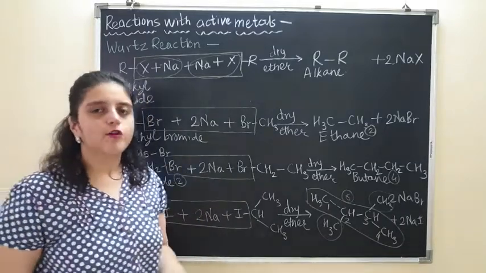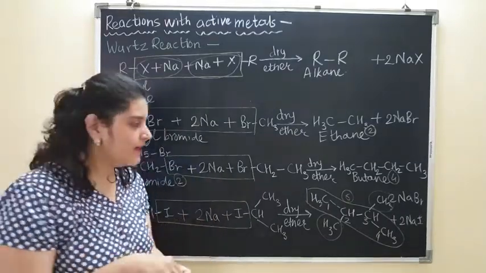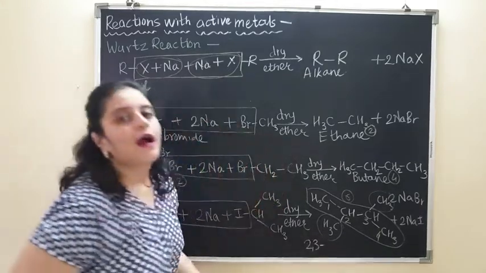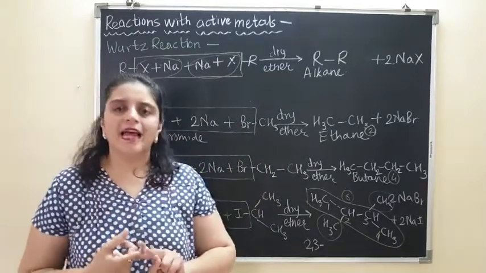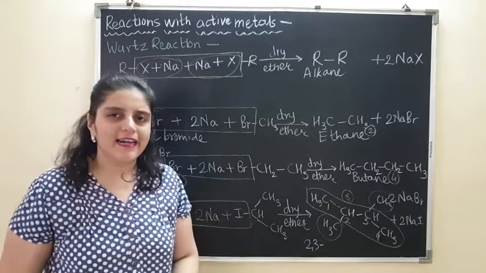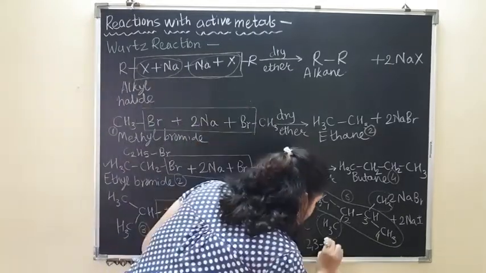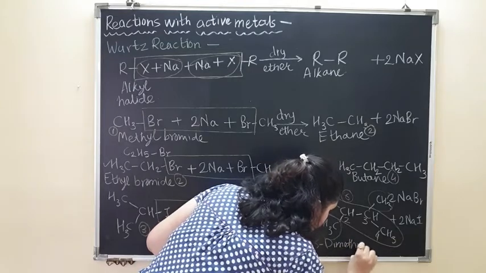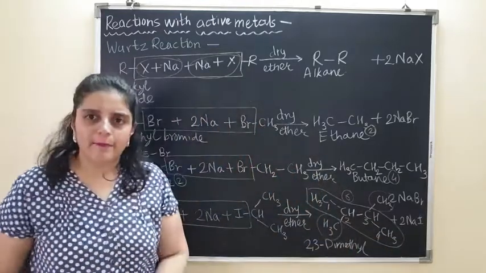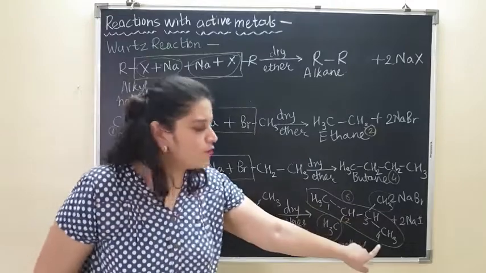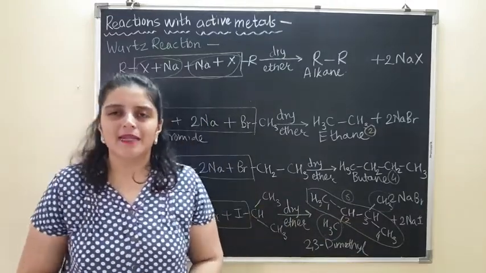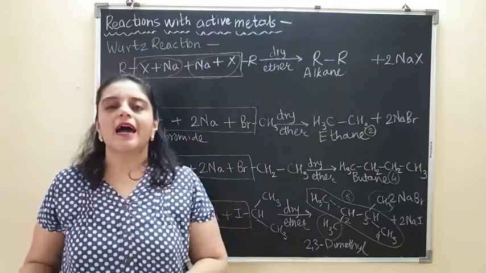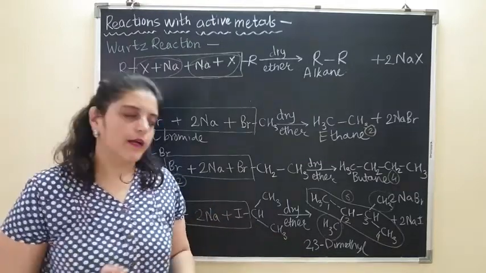So what are we going to write? 2, 3. How many methyl groups? 2 methyl groups. So therefore we will write down dimethyl. And if you look at our parent alkane, 1, 2, 3, 4 carbon atoms, that means the parent alkane is butane. So 2,3-dimethylbutane is the product formed.